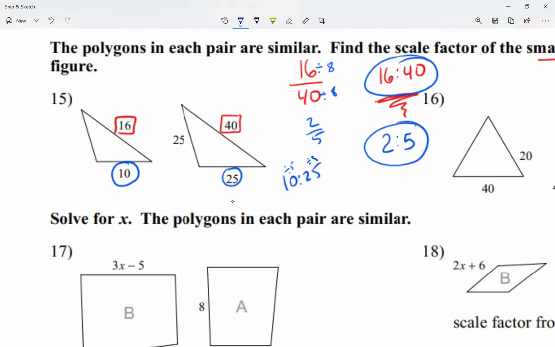So that gives me 2 colon 5. You notice how you get the same answer? So it doesn't matter which side you choose, as long as you choose the corresponding side on the other figure.